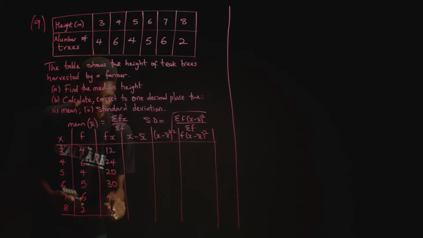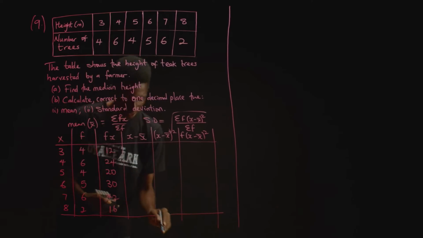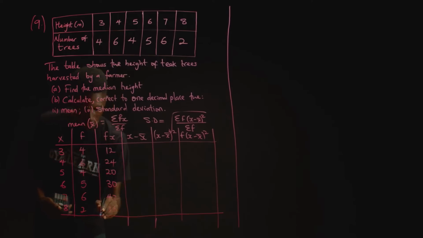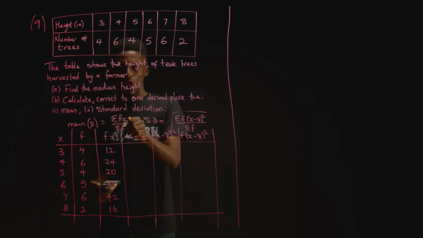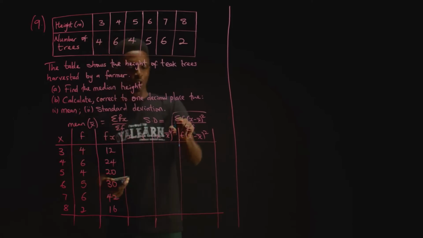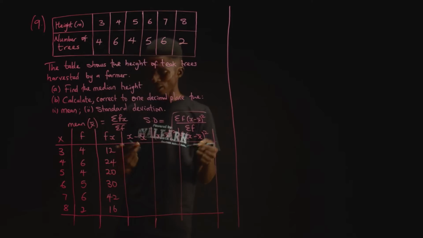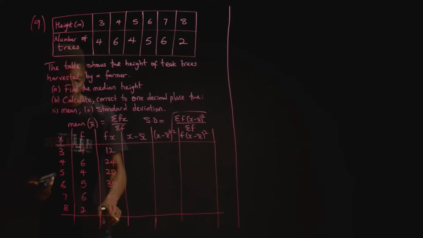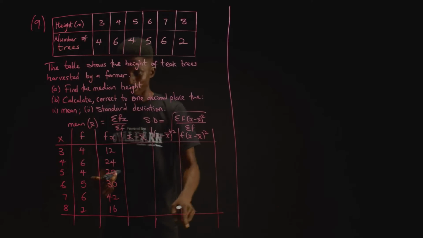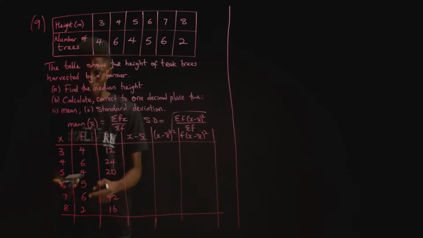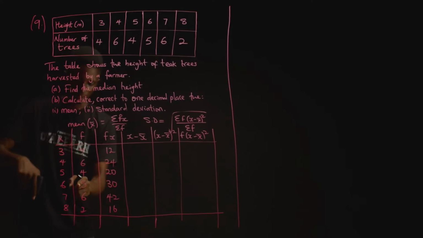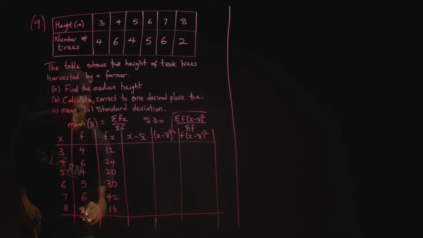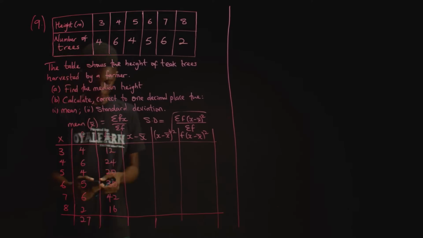Now, another thing that we need to do is to find the summation of some of those important parts, right? Like we need summation f here, we need summation fx, right? We need summation of f into x minus x bar in brackets all squared. So we need the sum here, and then the sum here. So let's find the sum of frequency here. 4 plus 6, that's 10. And then we have 4 here, then 6, that's another 10, making 20, plus 5 and 2, so we have 27 here.